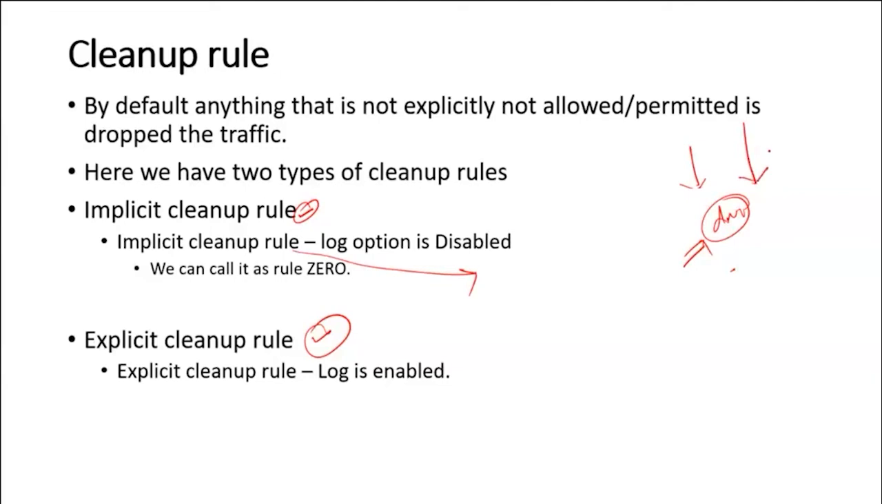However, the log option is not enabled. In the track option, the log is not enabled. So though the traffic is dropping in the firewall, we won't be able to see it. If we want to see what traffic the firewall is dropping, we need to go with an explicit cleanup rule. Explicit means it is manually created by the network administrator, but in case of implicit, it is provided by the vendor itself directly. Okay, this is about the cleanup rule.